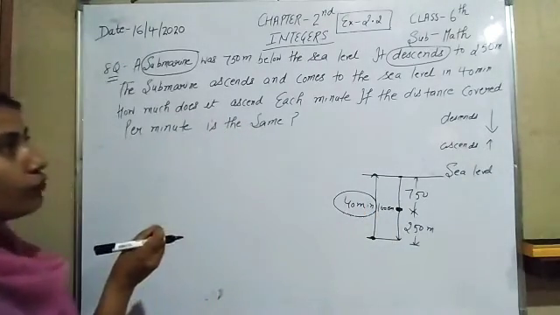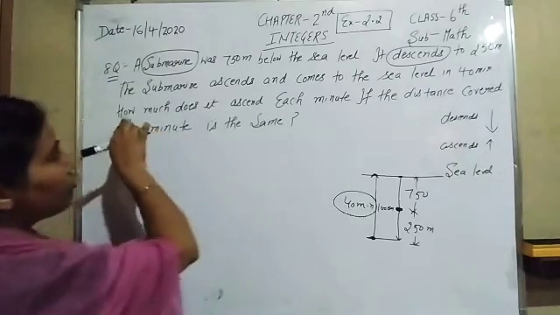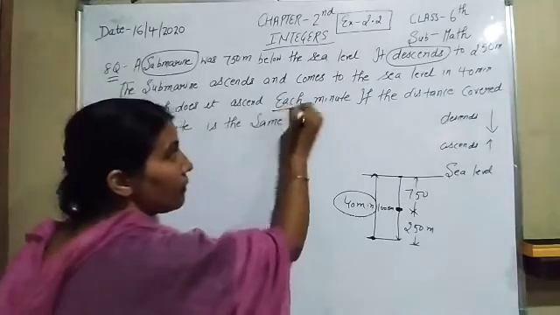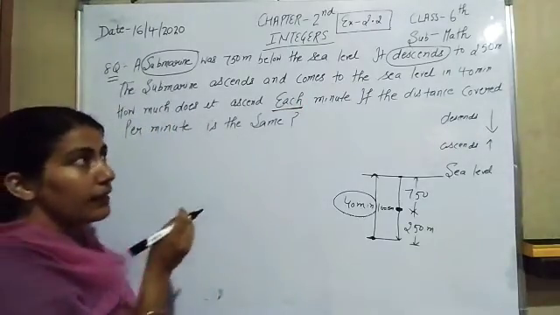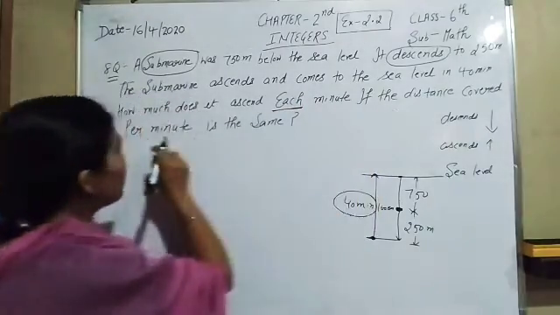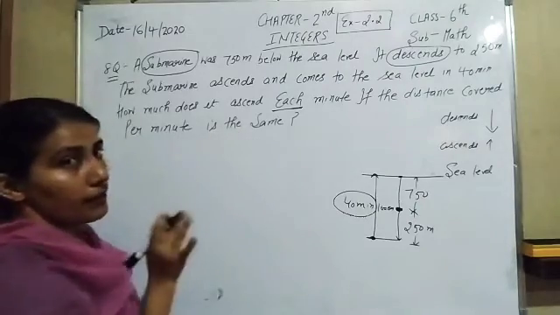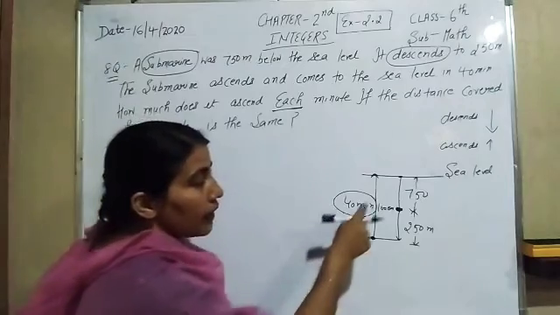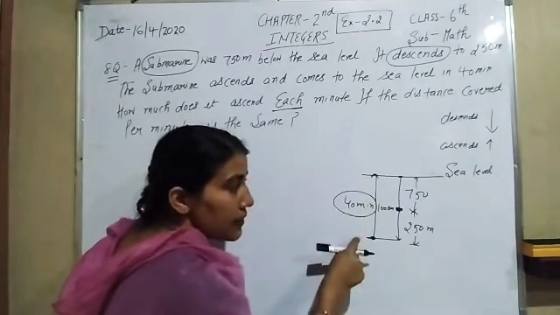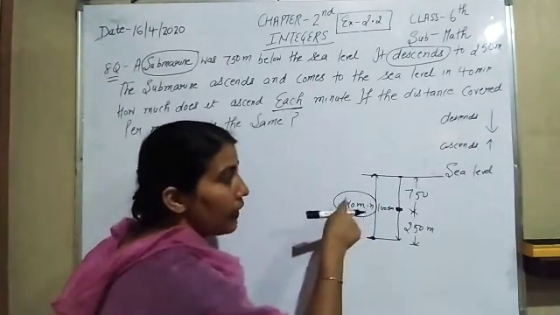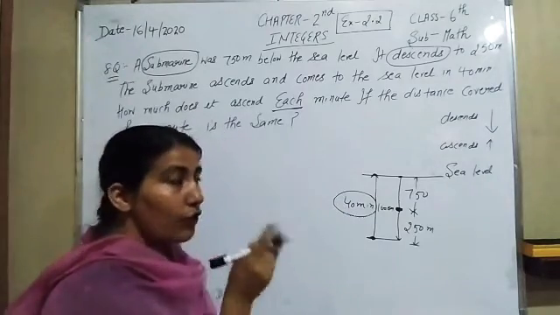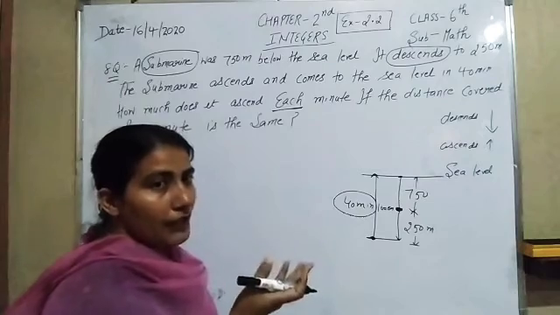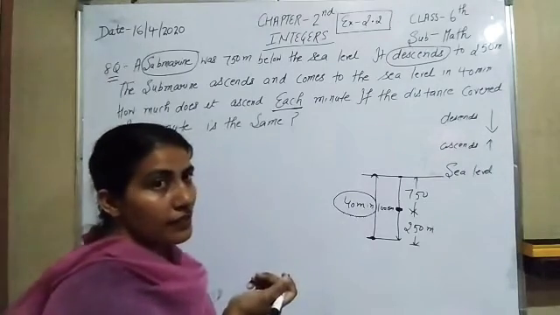But what we have to find out is how much it ascends each minute, that means in 1 minute, if the distance covered per minute is the same. Clear? The submarine covers the distance of 1000 meters in 40 minutes, and we have to find out in 1 minute. That means we have to divide it by 40 and we will get the required answer. That means 25 is our required answer.